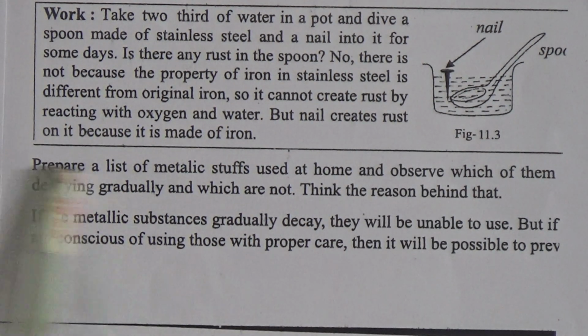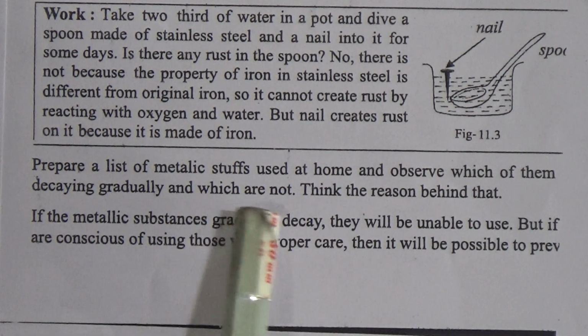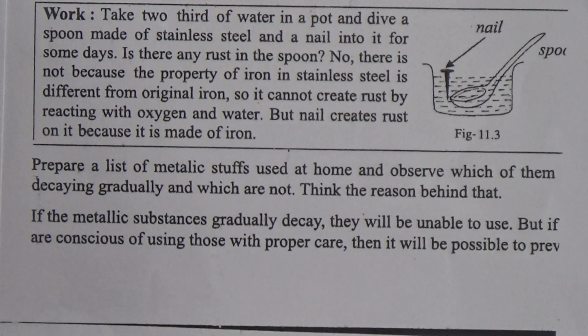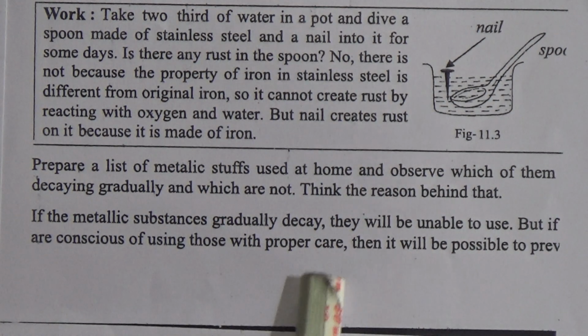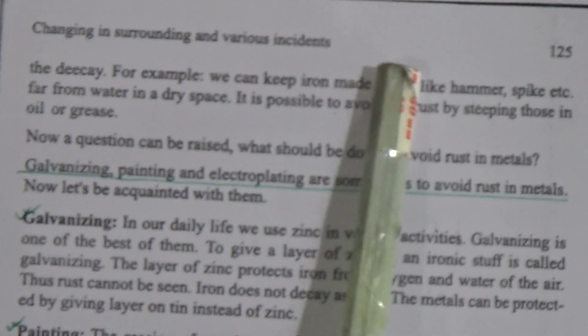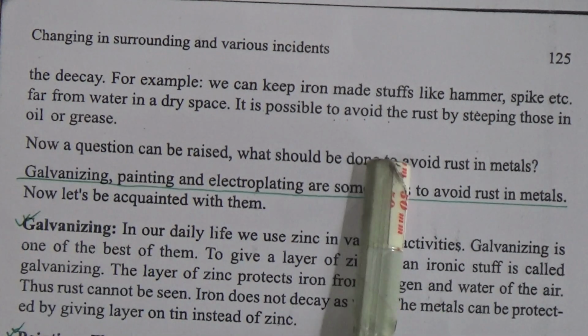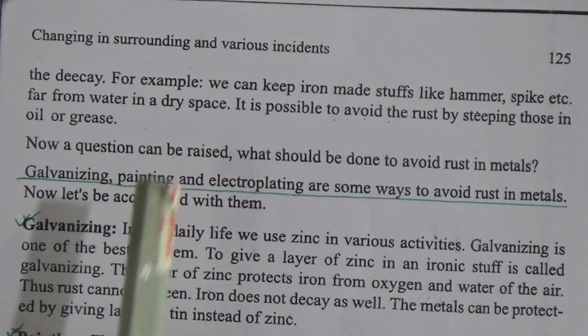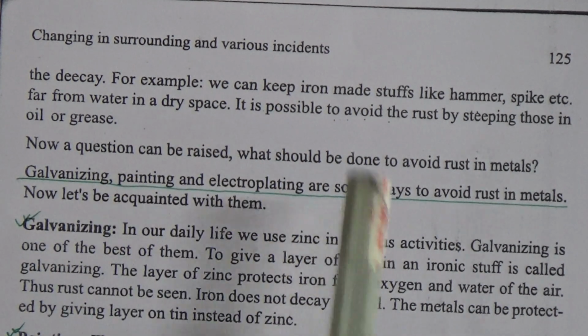So prepare a list of metallic stuffs used at home and observe which of them decay gradually and which do not. Think about the reason behind that. If the metallic substances gradually decay, they will be unable to be used. But if we are conscious of using those with proper care, then it will be possible to prevent the changing of surroundings and various incidents. So my dear students, now go to next topic. What is galvanizing, painting and electroplating.